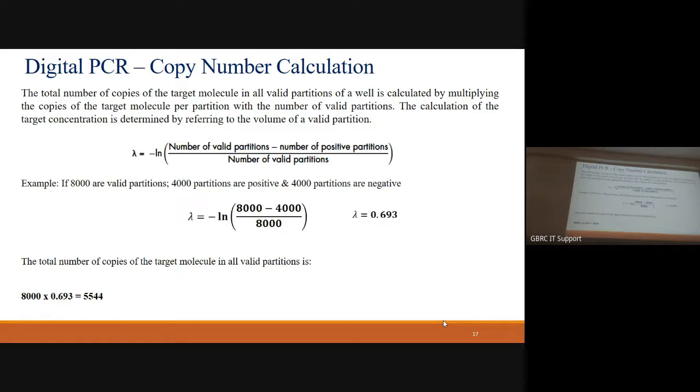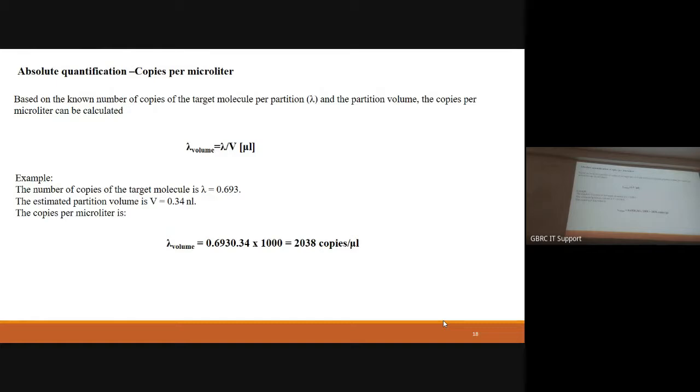So this formula, suppose this is a log of the number of valid partitions minus the number of positive partitions, divided by the number of valid partitions. Let's say 8,000 is your valid partitions which have reaction mix. From that, 4,000 partitions are positive and 4,000 partitions are negative. So you will calculate this. This lambda is your 0.693 based on this. So here 0.693 you need to multiply with your total valid partitions, and that will give you the copies.